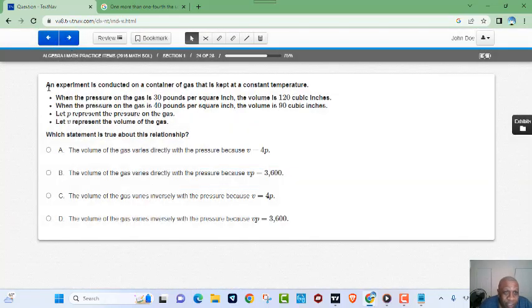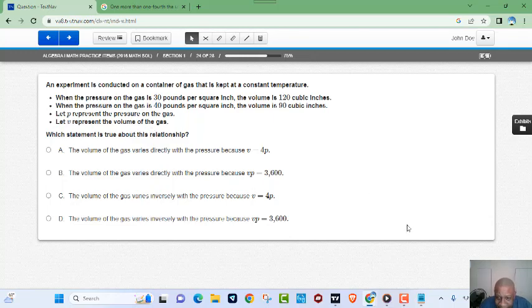Okay, so let's see. An experiment is conducted on a container of gas that is kept at a constant temperature. When the pressure on the gas is 30 pounds per square inch, the volume is 120 cubic inches. When the pressure on the gas is 40 pounds per square inch, the volume is 90 cubic inches. Let P represent the pressure on the gas. Let V represent the volume of the gas.